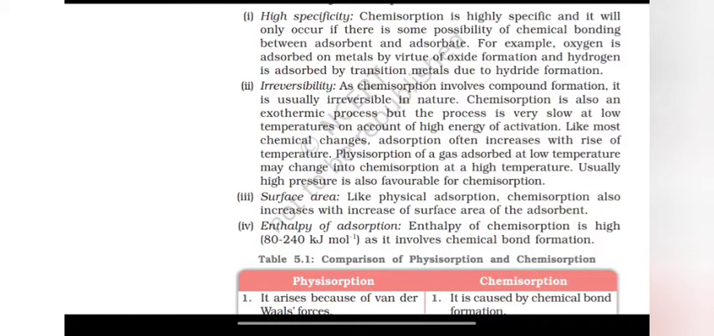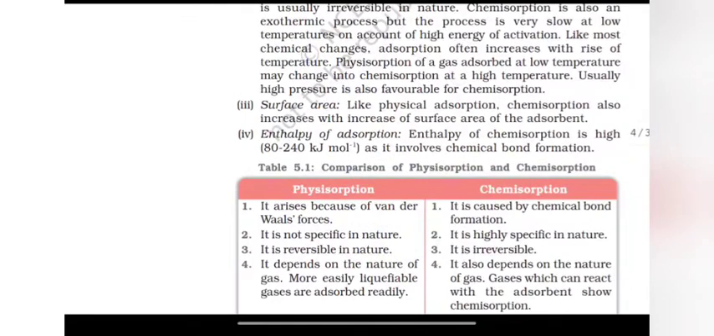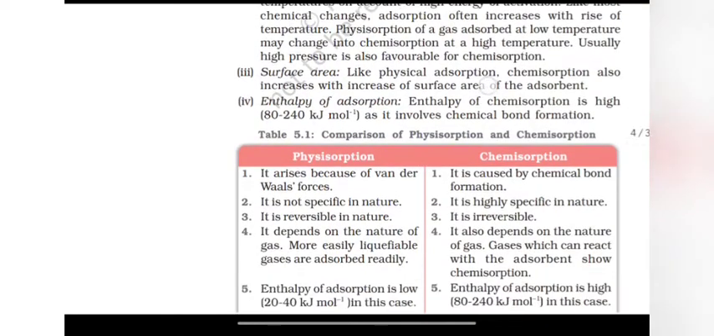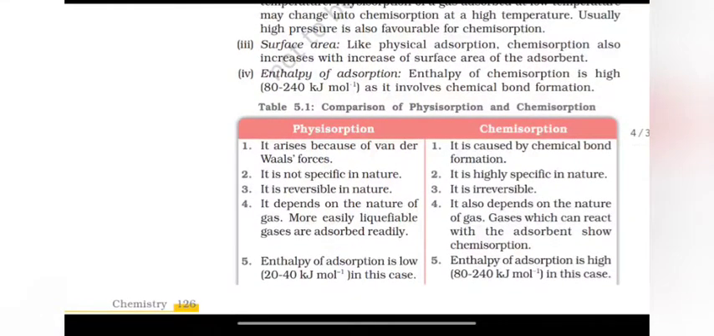Physisorption of a gas adsorbed at low temperature may change into chemisorption at high temperature. Usually, high surface pressure is favorable for chemisorption. Surface area: like physical adsorption, chemisorption also increases with an increase of surface area of the adsorbent. Enthalpy of adsorption: enthalpy of chemisorption is high as it involves chemical bond formation. Comparison.